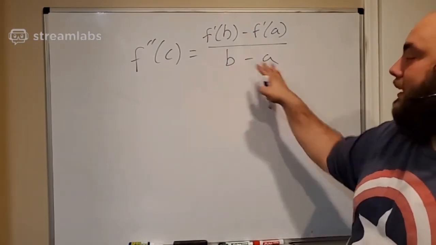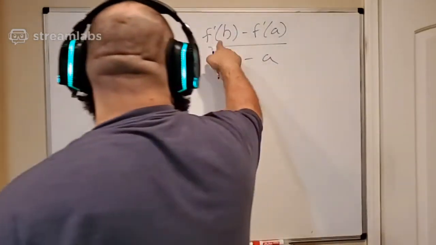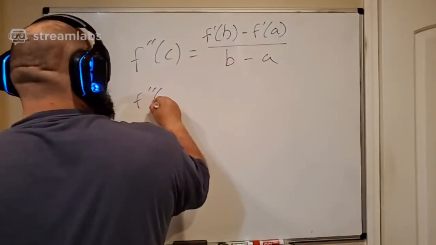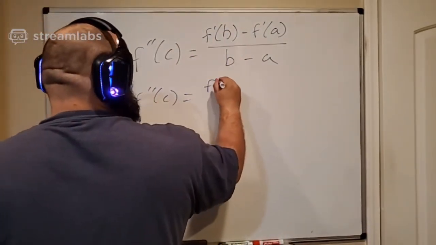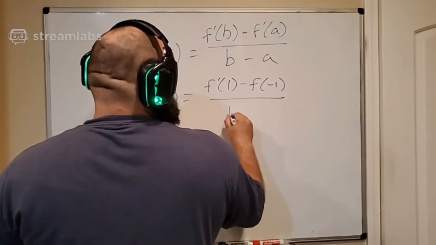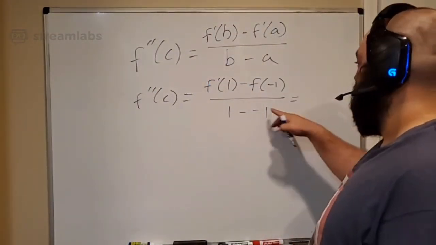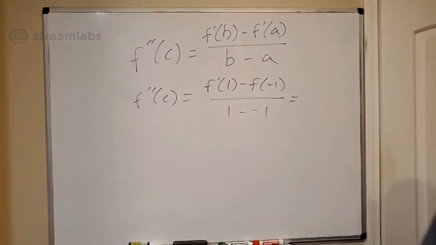So what you would do is they're saying that it can't be that, so you go, f double prime of C is equal to f prime of 1 minus f prime of -1 over 1 minus -1. And this ends up equaling, so they're telling you that it can't equal 2.5? Yeah. And we know f of 1 is 0.